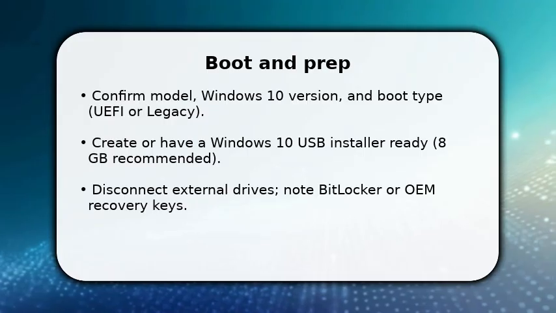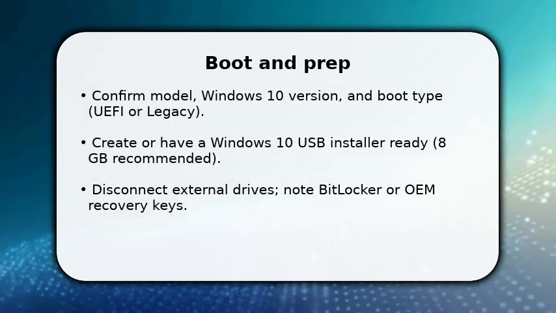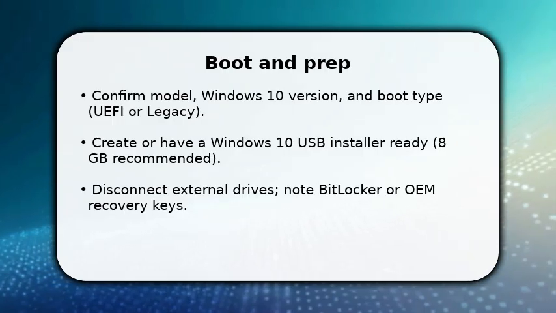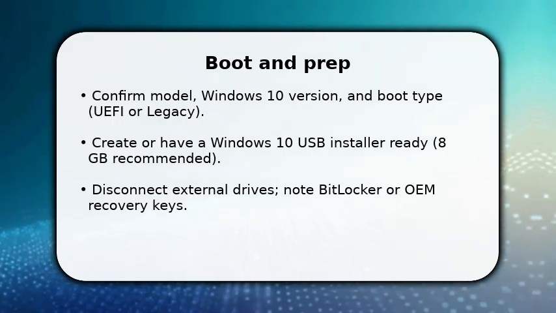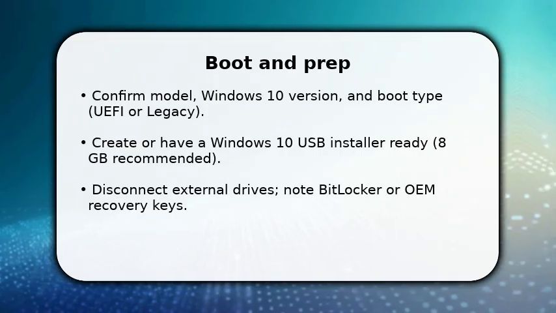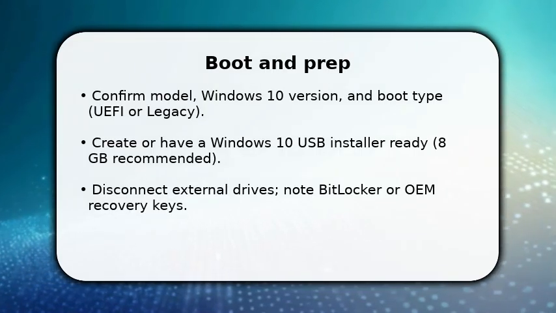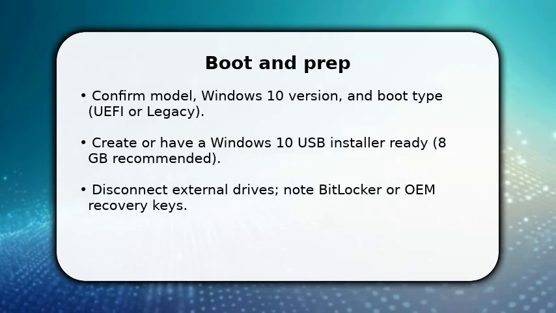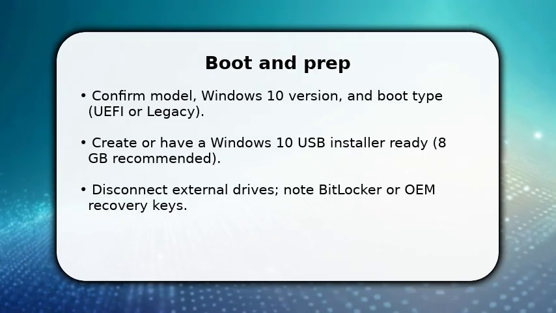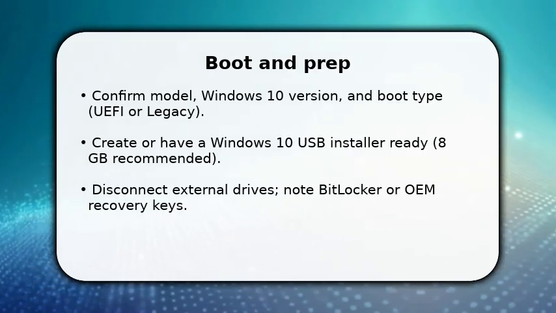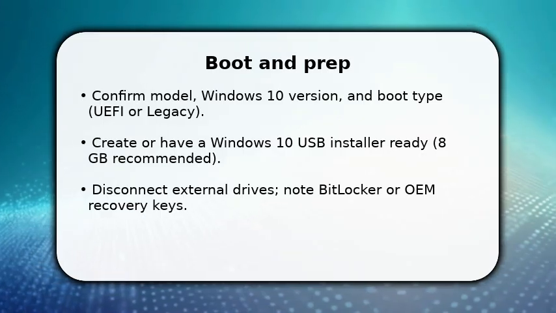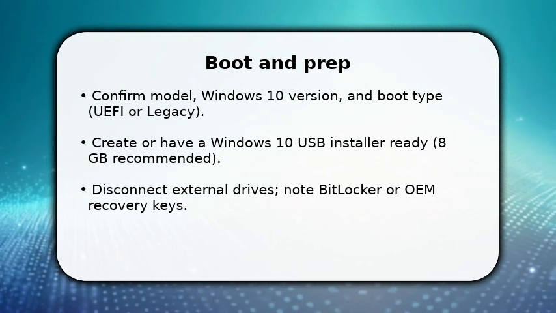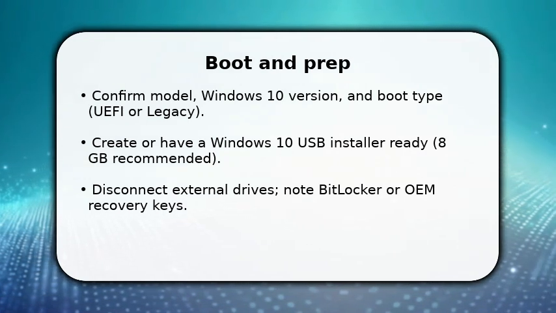You start by confirming system details, Windows 10 build, and whether the PC uses UEFI or legacy BIOS, because repair steps differ. Once done, prepare a bootable Windows 10 USB installer and keep BitLocker or OEM recovery keys handy to avoid lockouts. Next, power off, then force the machine into recovery by interrupting boot twice or using the installer media to boot. Make sure to disconnect non-essential USB drives so the system targets the correct disk during repair.